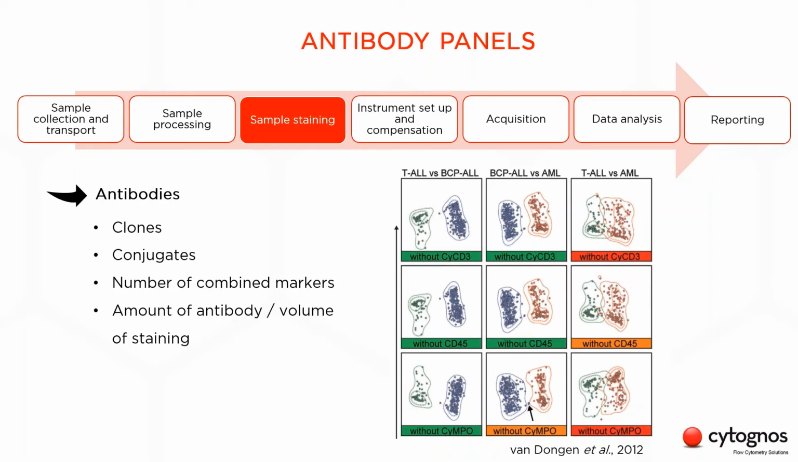Now, in each plot, they left out one of the markers of the panel in order to study one by one its discrimination power of these three acute leukemia subtypes. And these results indicate that each individual marker included in this panel is essential because missing one of them affects the identification of the different acute leukemia entities.